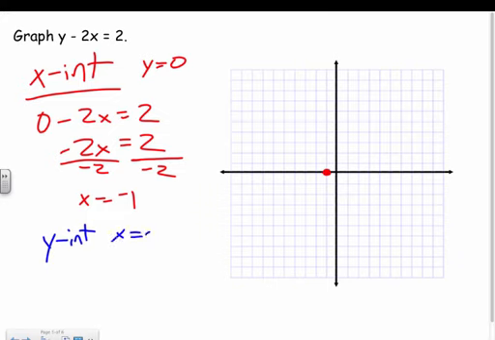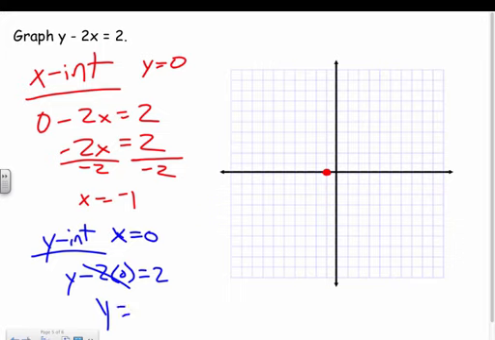But now x is going to be 0 because it does not move left or right. So we plug in 0 for x. Well, 2 times 0 is 0. Y minus 0 is just y. So that's gone, isn't it? So y equals 2. So I could just draw in my line, right, just like that.